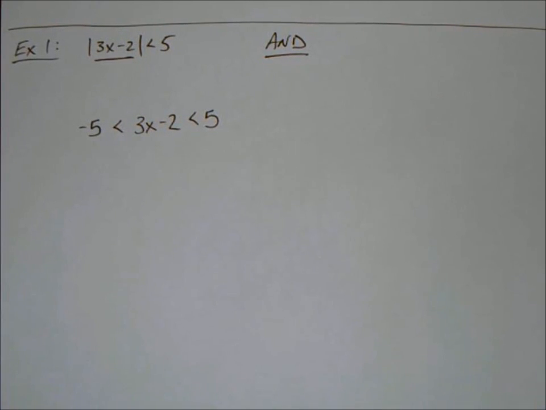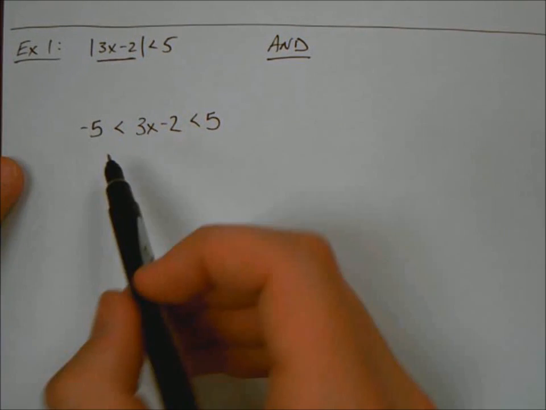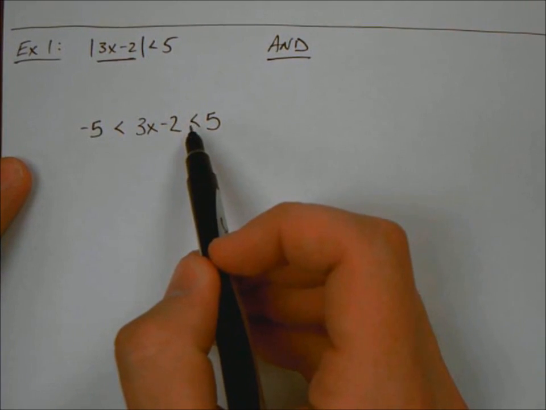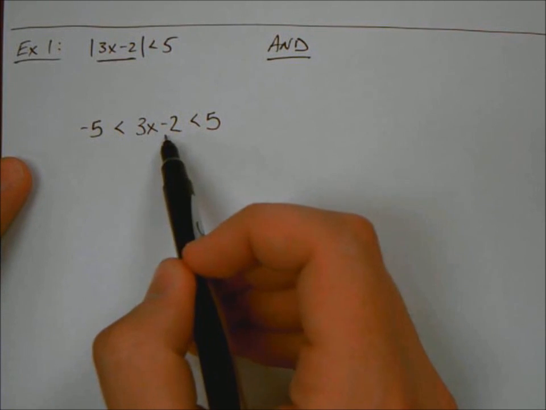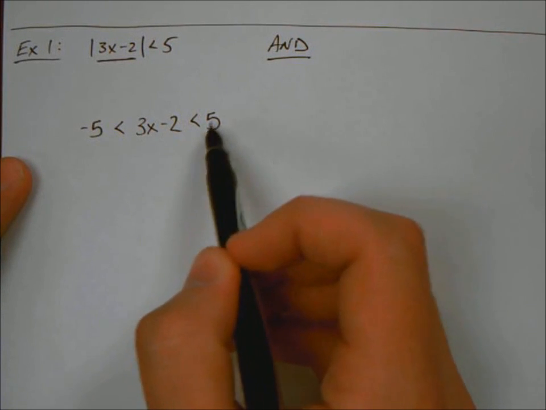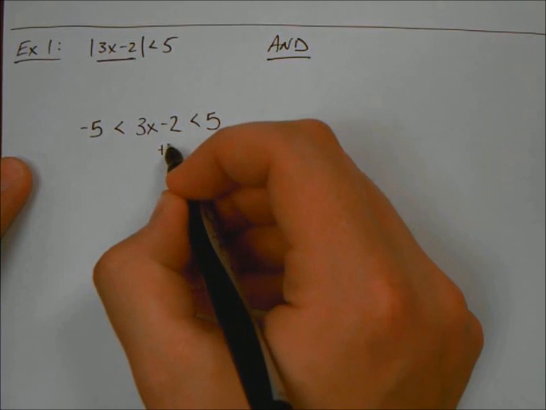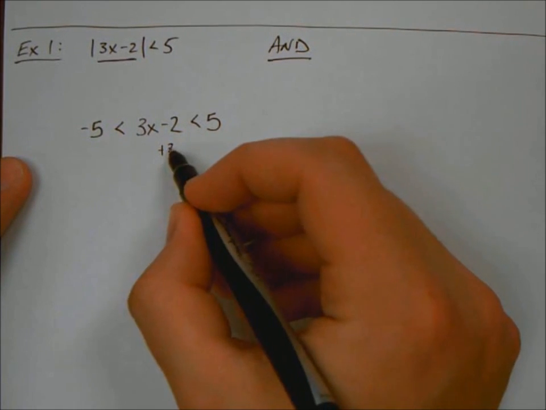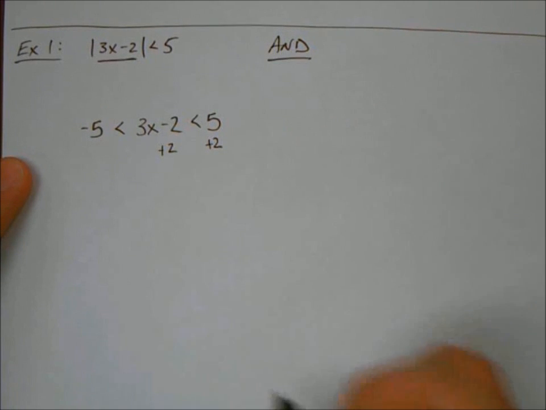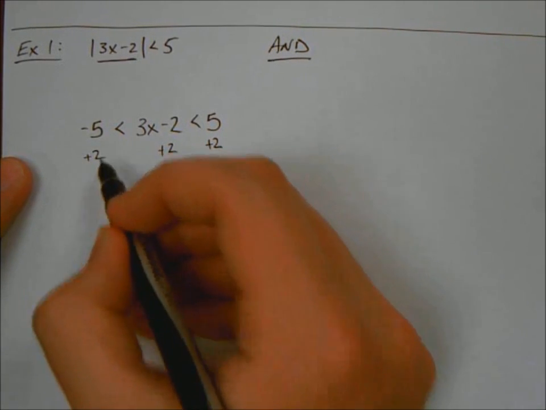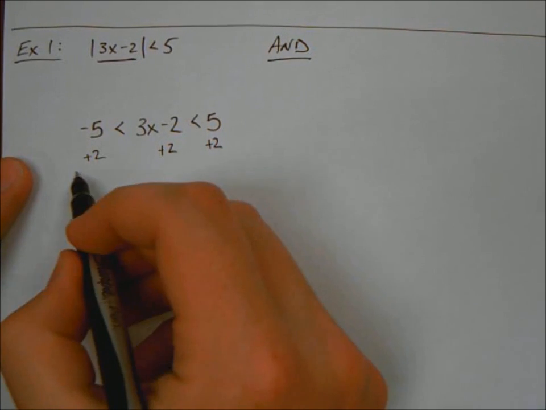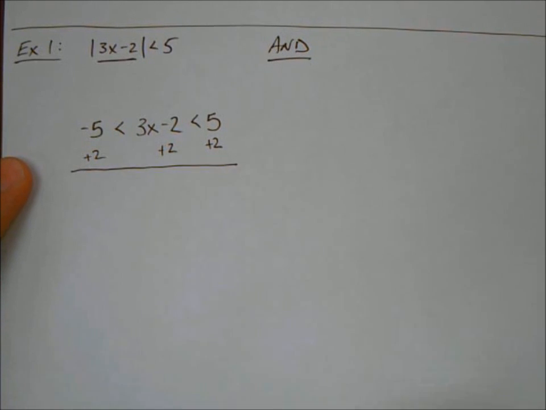Now with an and inequality, when we go through and we do the math, it's almost like we have 2 equal signs. Whatever you do to the middle, you have to do not only to this side over here, this equal sign, but also to this side. For example, our next step would be to add 2. Well, if you add 2 to this side, you have to add 2 over here and over here. That keeps everything together. It keeps all the statements correct.